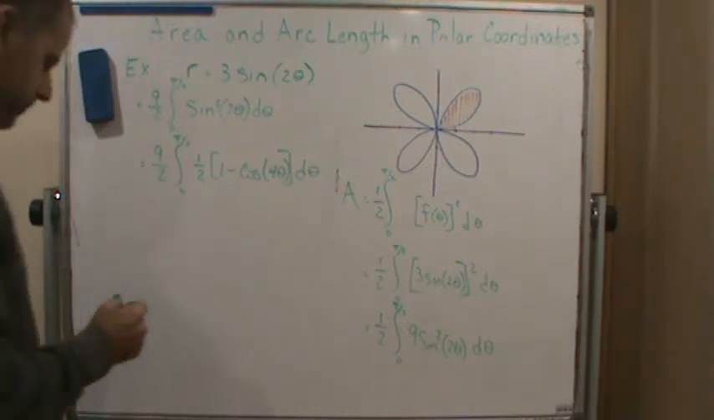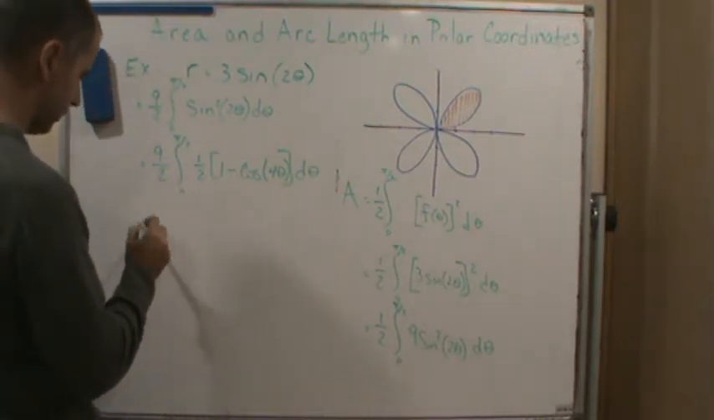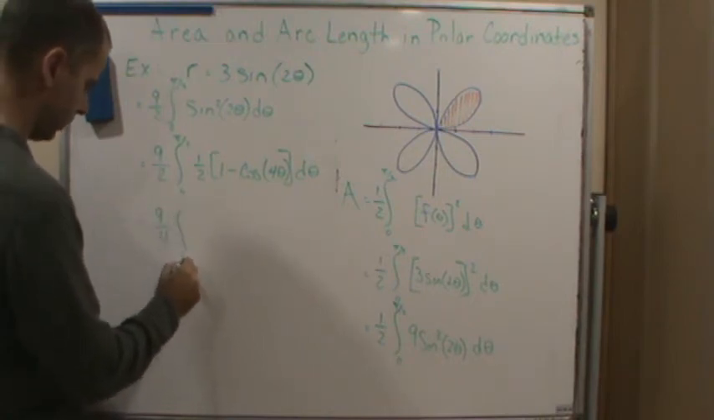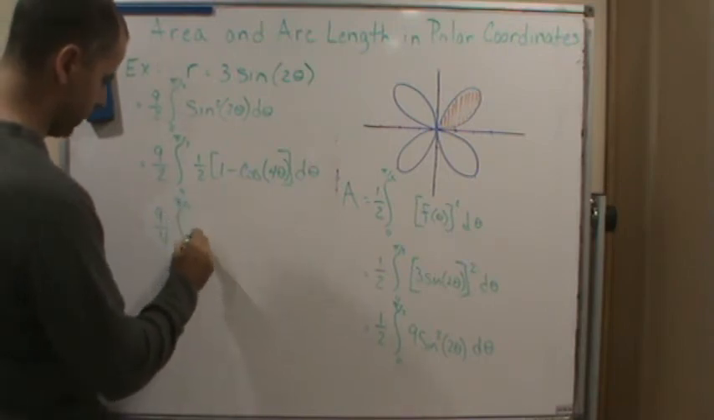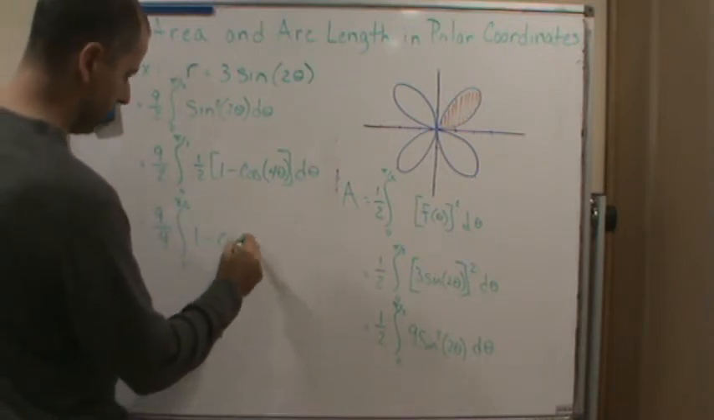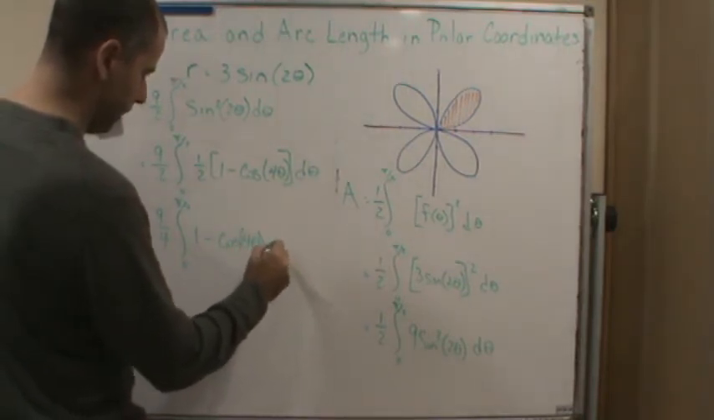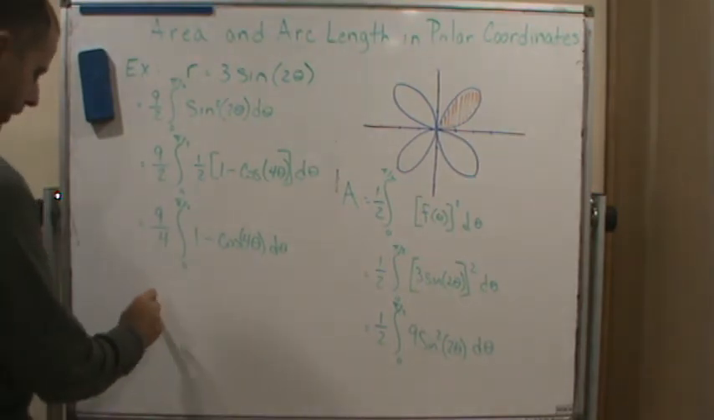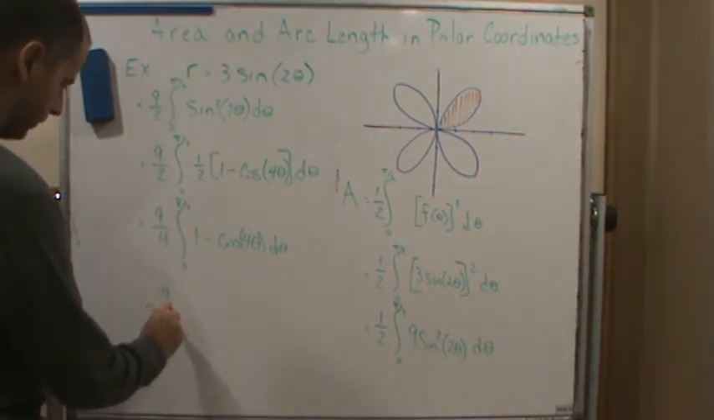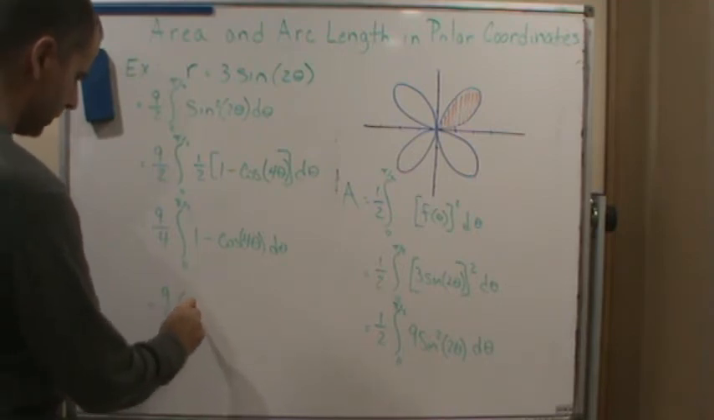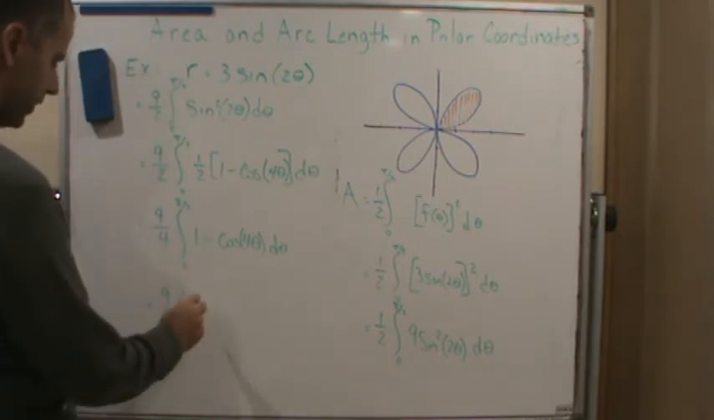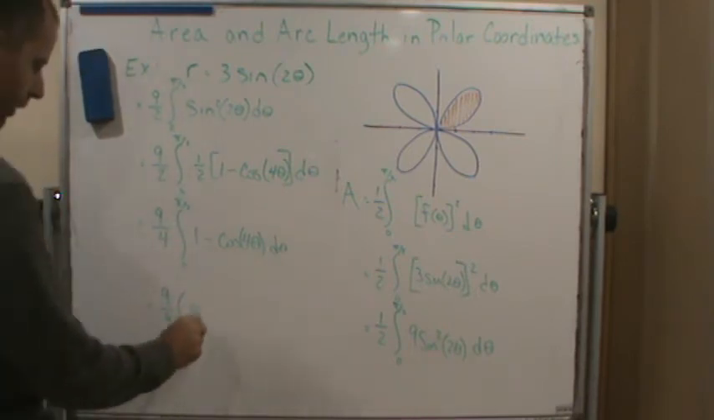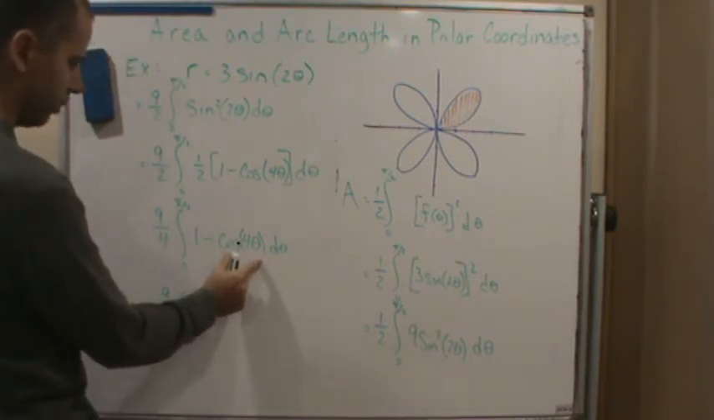So let's do that. Again, I'm going to pull the 1/2 out. So this is going to become 9/4 the integral from 0 to pi over 2 of 1 minus cosine 4 theta d theta. And now I'm just going to integrate term by term. So this is going to be 9/4 times, well, the integration of 1 is just going to give theta, because we're in terms of theta. And then the integral of cosine.